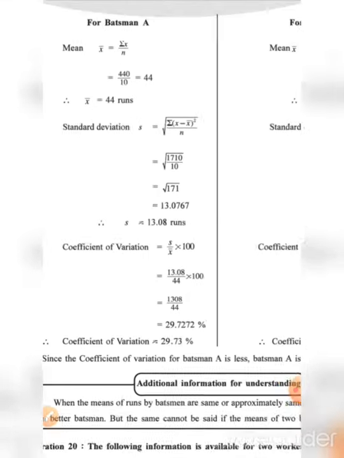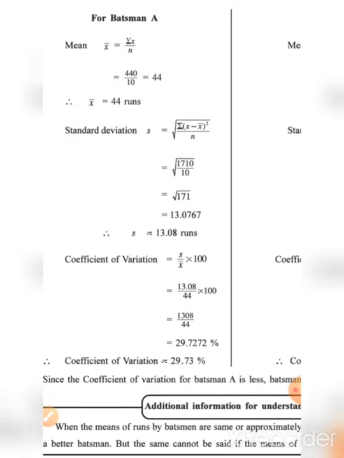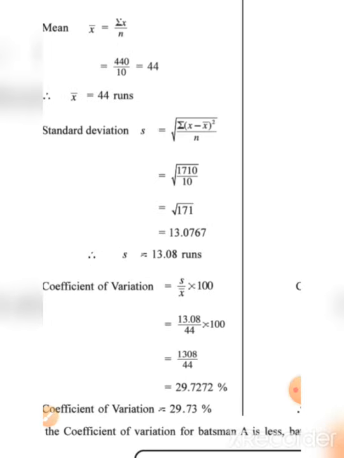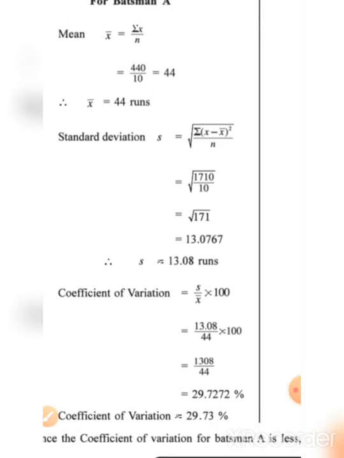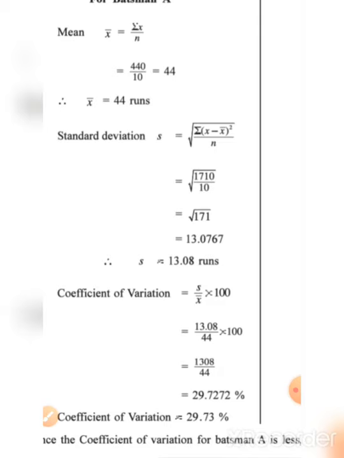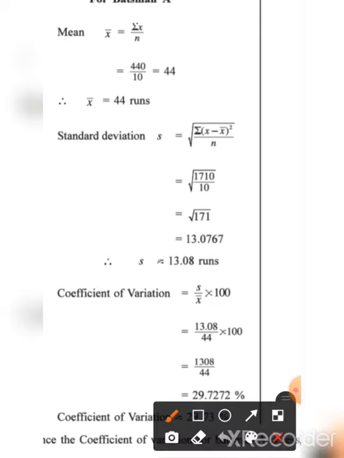Now we have seen how to find out the mean. We have already found out the mean for both the datas, and we found the column for xi minus x bar whole square. Now, the standard deviation for batsman A: we have seen the formula already, it is under root sigma xi minus x bar whole square upon n. For batsman A it was 1710 divided by the number of innings the batsman played, which was 10, that's why n is 10. You will divide it, it will be under root 171.